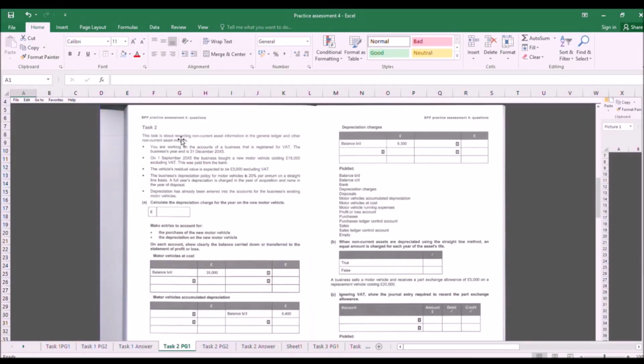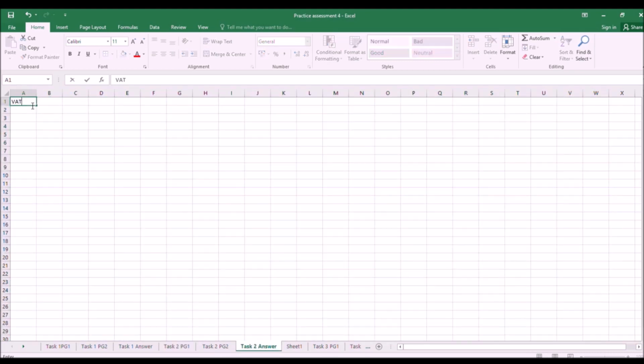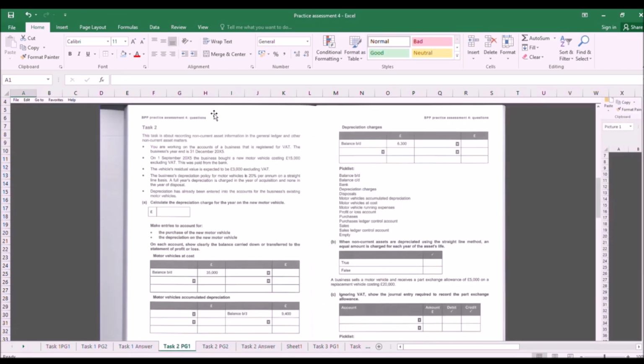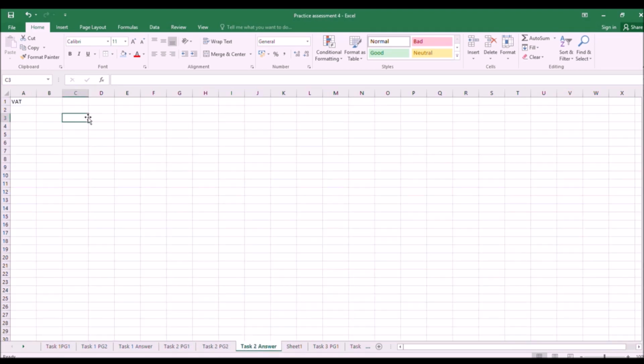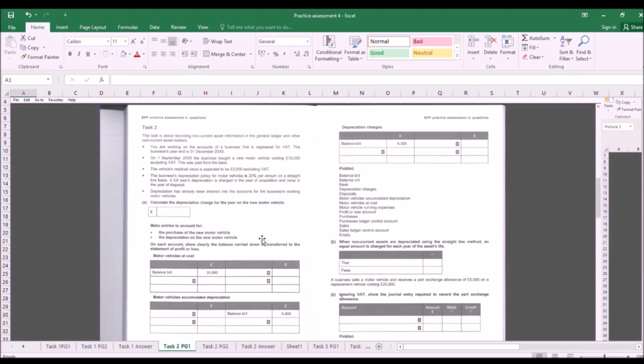Okay, so task 2. This task is about recording non-current assets in the general ledger. So fixed assets in the general ledger, and other fixed asset matters. You're working in the accounts for a business that is registered for VAT. So we've got VAT in here. The business year end is 31st December 20X5. I'm not quite sure why they don't just put proper years in, it would be a lot easier. Right, so we've got our timeline in. That's how we're getting on with things.